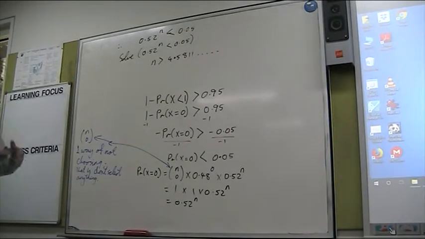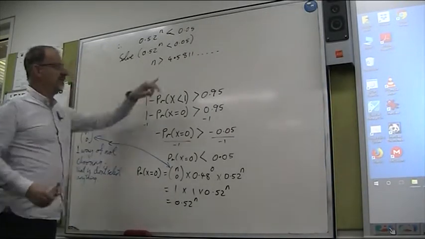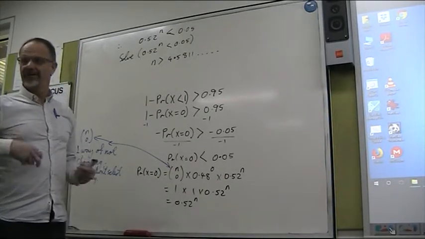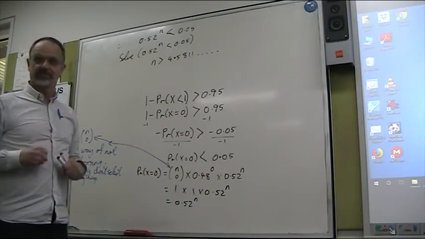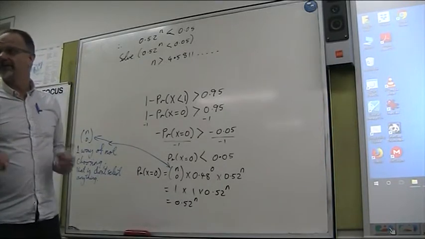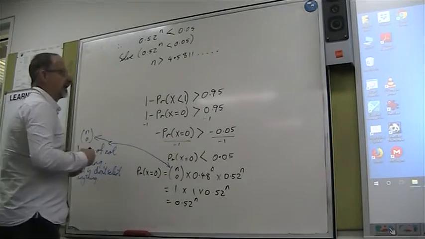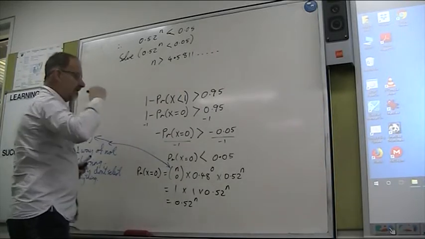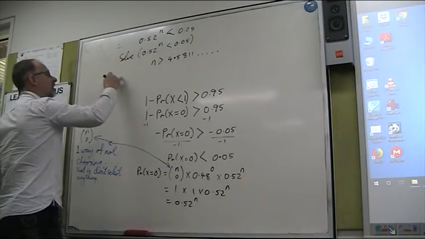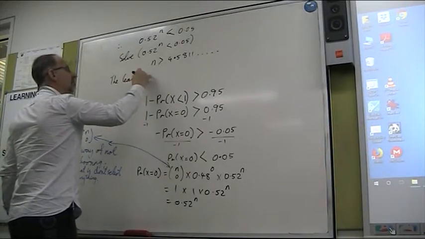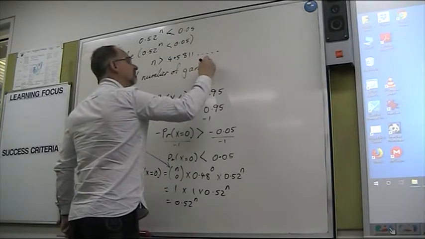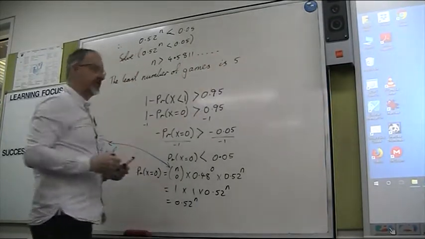And so we need to round it to 5 because we can't have 0.58 of a trial. You either got a whole trial or you've got no trials. It's like dice, for example. You throw the dice or you don't. So you can only have whole numbers. So the question asks what's the least number of games. So the least number of games is 5.